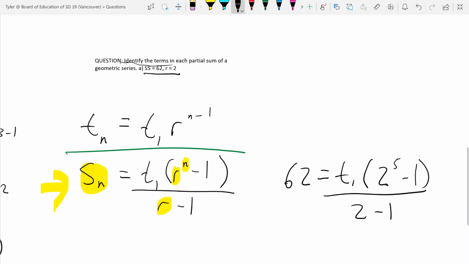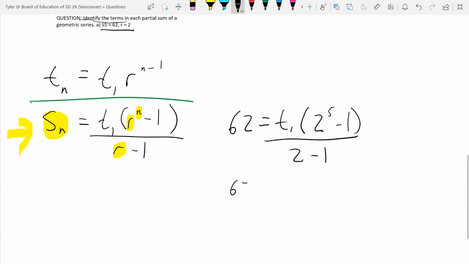Cool. So let's do the math. 62 equals T1 times (2 to the power of 5 minus 1) over 1. So it's 32 minus 1 is 31 divided by 1. So we got 62 divided by 31 equals T1. So T1 equals 2. Cool.